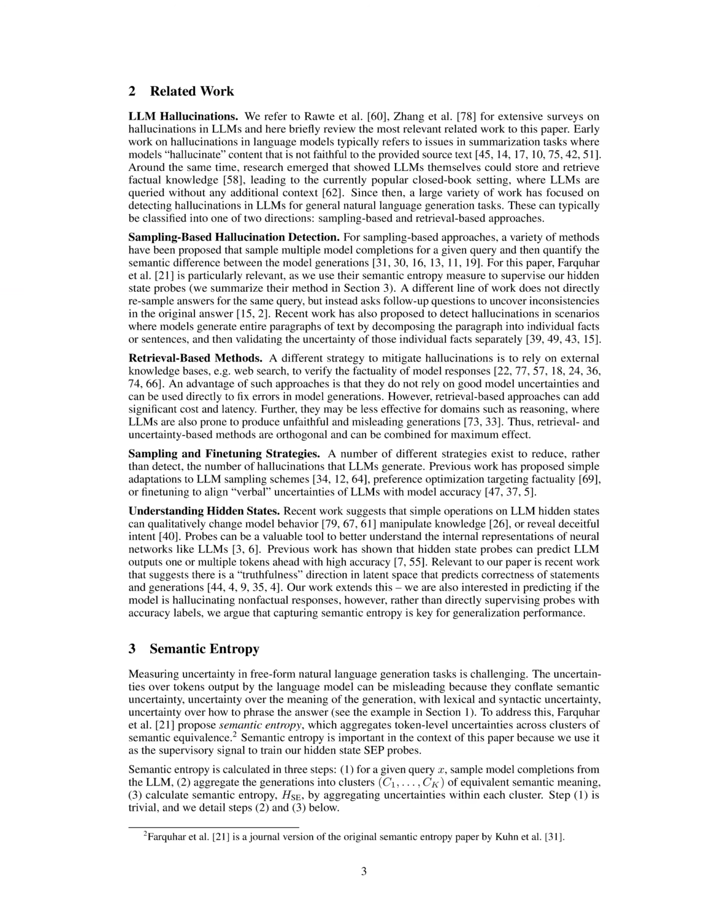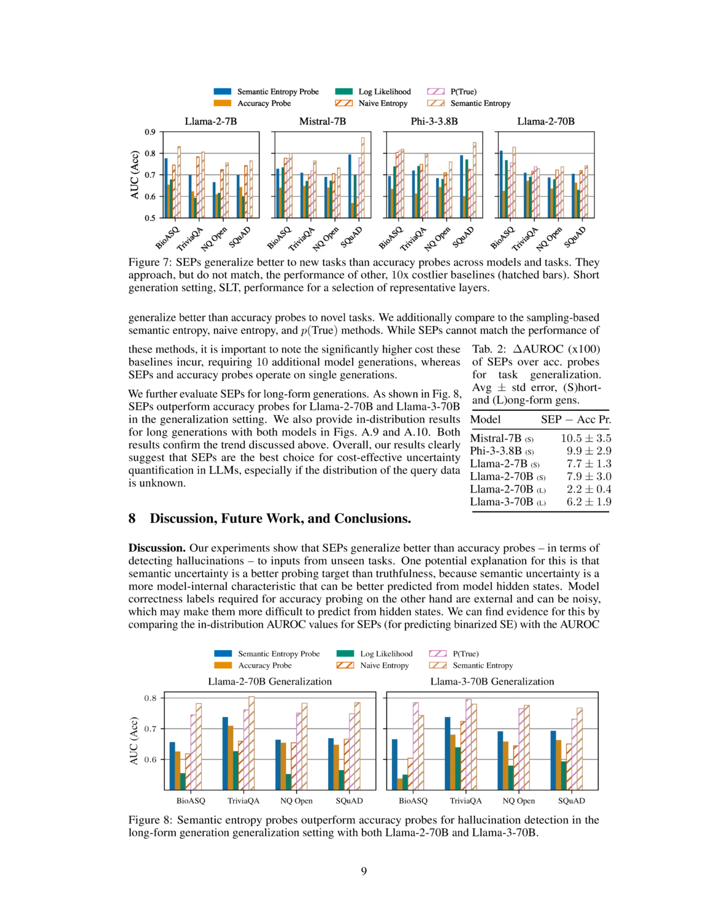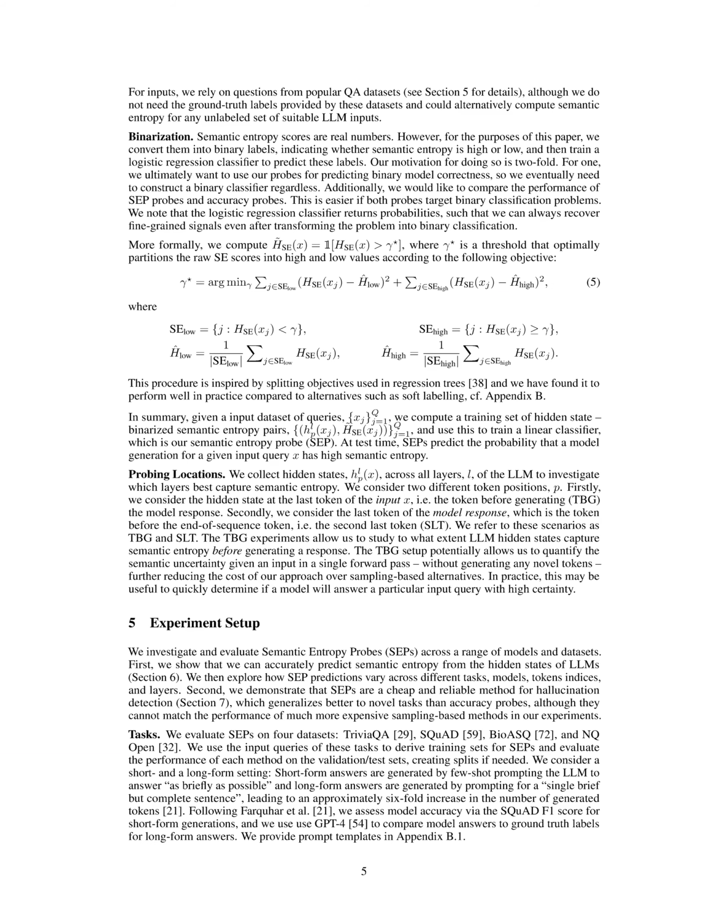2. Semantic entropy calculation. Semantic entropy, which aggregates token-level uncertainties across clusters of equivalent semantic meaning, is calculated. This is crucial, as it serves as the supervisory signal to train the hidden state SEP probes. 3. Binarization. The real-valued semantic entropy scores are converted into binary labels, indicating whether semantic entropy is high or low. This conversion allows for training a logistic regression classifier to predict these binary labels.